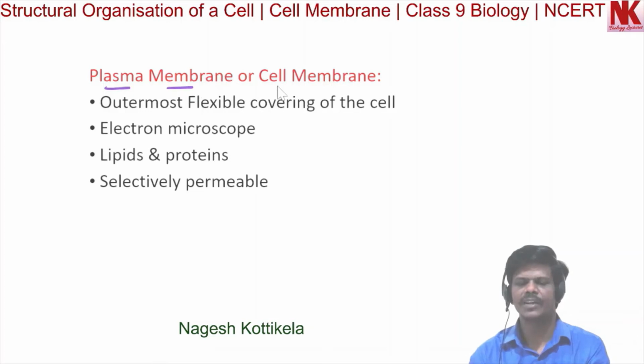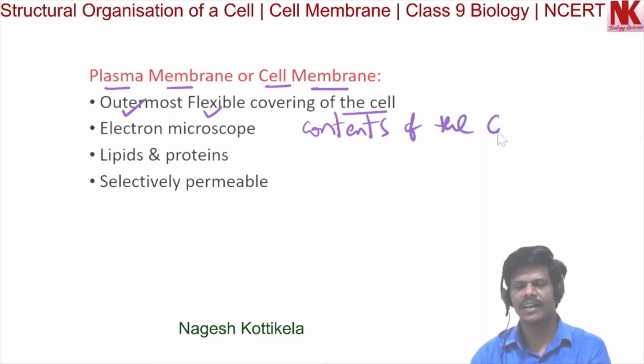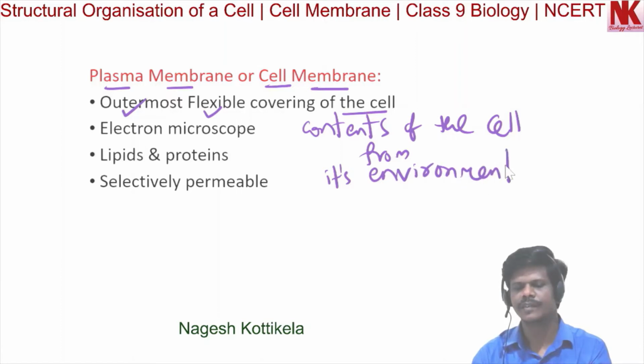Plasma membrane or cell membrane. It is the outermost flexible covering of the cell. It separates the contents of the cell from its environment. Okay, and the detailed structure of plasma membrane can be studied only with the help of electron microscope.